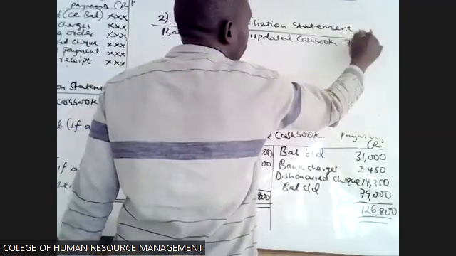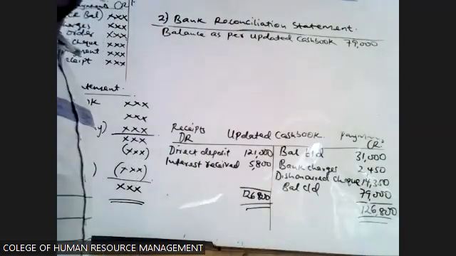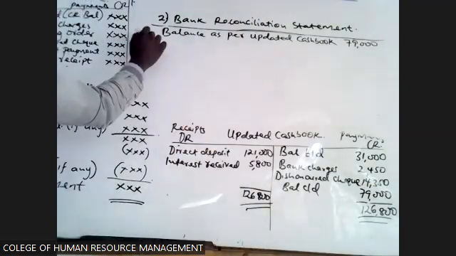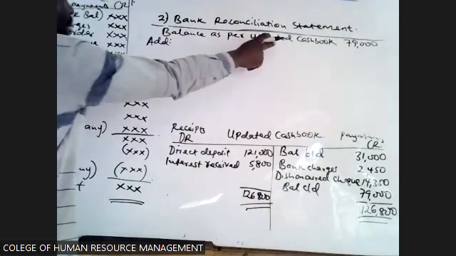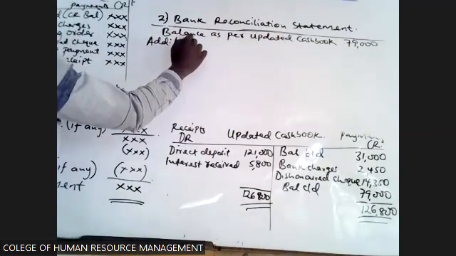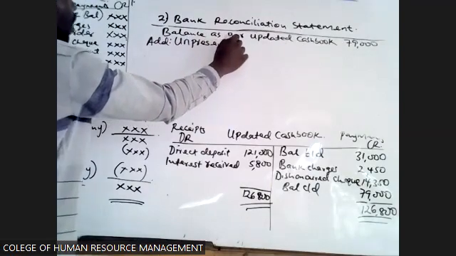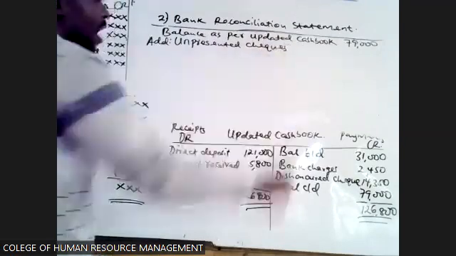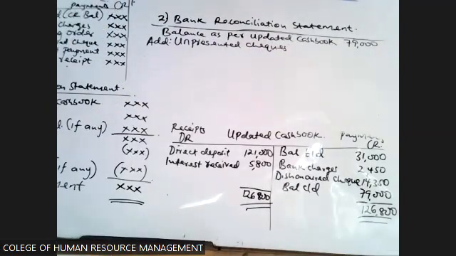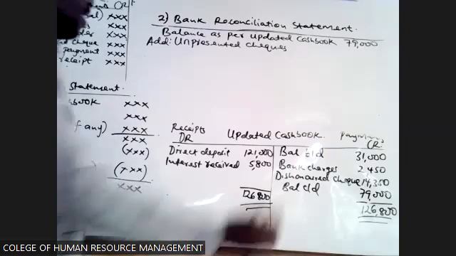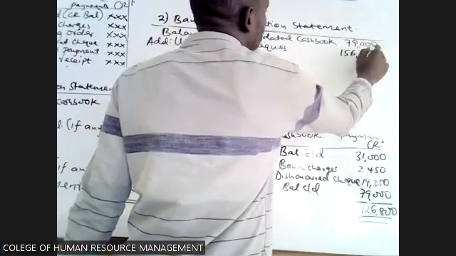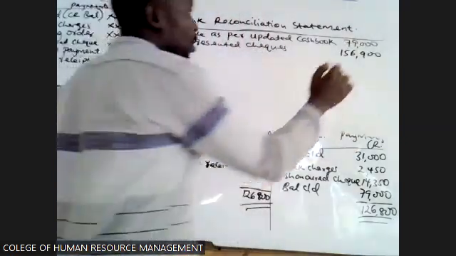$79,000 is what we got. Balance as per the updated cash book. Then you add. When you start with the balance as per the updated cash book, what you add is the unpresented checks. That is appearing as Roman 6. Checks amounting to 156,900 issued to suppliers had not yet been presented for payment. 156,900. We don't have any error in the bank, so we just add these two.